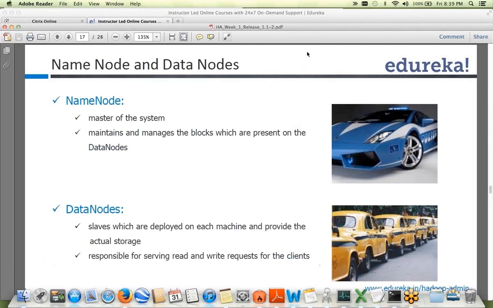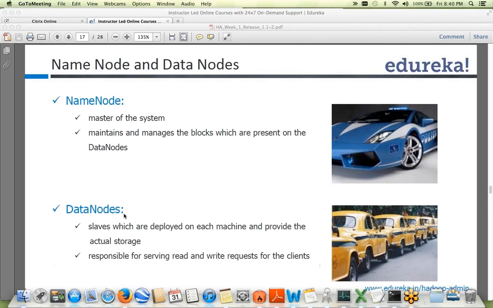So the name node acts as the master of the system, as you can see by this fancy car: the name node is the master, and data nodes are like regular cars. They are basically like slaves, just standing there to serve and storing the data. Whenever a request comes to read or write data, they just serve that request. The name node is the one who decides where the data would go, and then the data just goes on those data nodes. They run on every machine in the cluster, and they provide the actual storage.